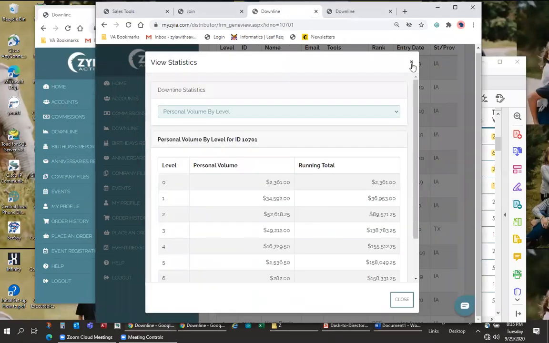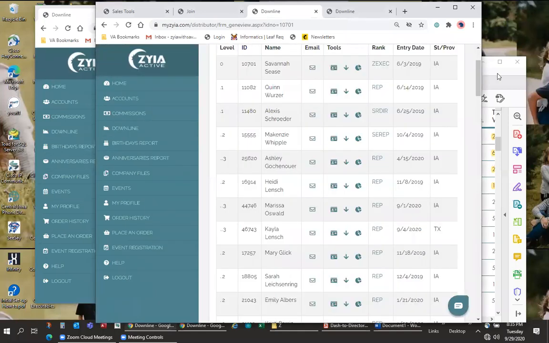So on the dashboard, if our rank changes in the middle of the month, the rank title doesn't change till the end of the month? Right, so it's after commissions are run. So usually by the 5th of the month, sometimes even a little sooner, you'll see that change in your back office. Okay. Yep.